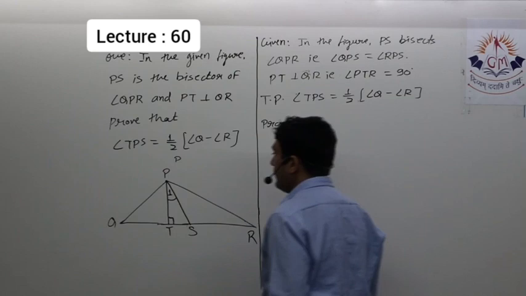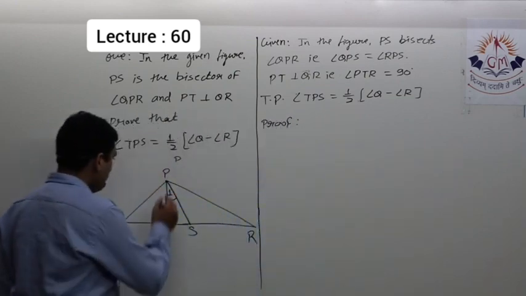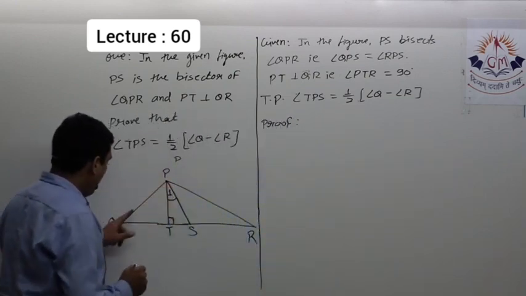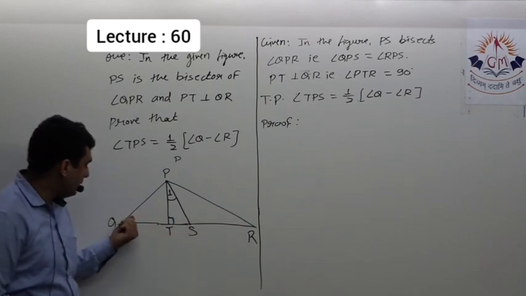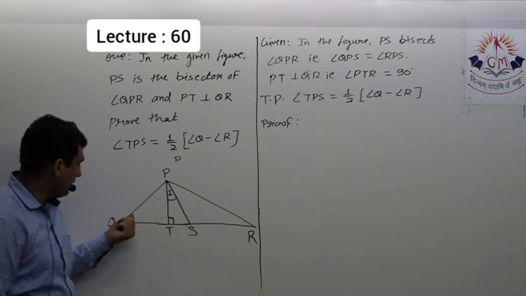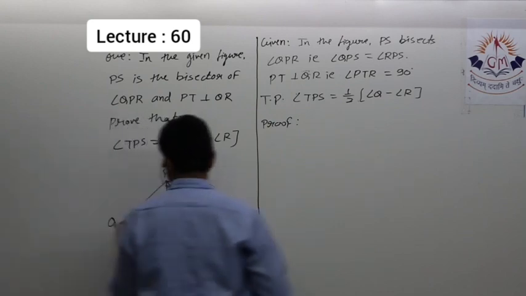Okay, so let us start its proof. I need angle Q and angle R, so I have to select the triangles in such a way that those triangles contain these angles. So I will start with triangle QPT.